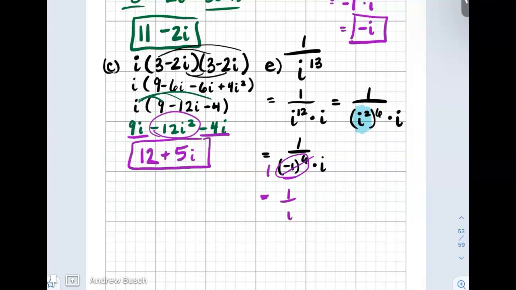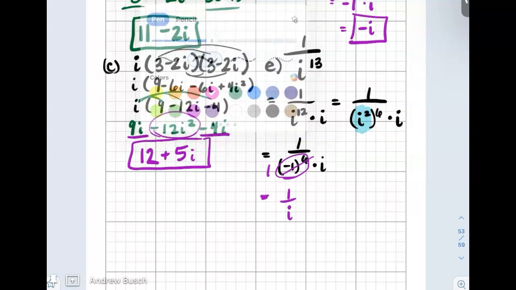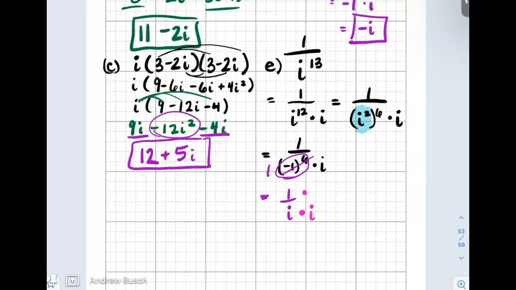Now we would stop there, but remember i is a square root, and you cannot have radicals in your denominator. So to get rid of the i, you're going to multiply by an i on top and an i on the bottom. What it will do is you're going to multiply the i on top, and on the bottom, i times i is i squared, and i squared is negative 1, and i divided by negative 1 is negative i. So the answer is negative i.